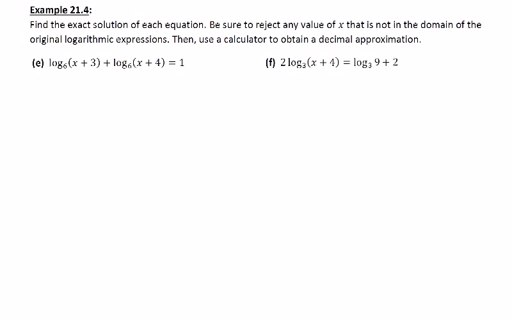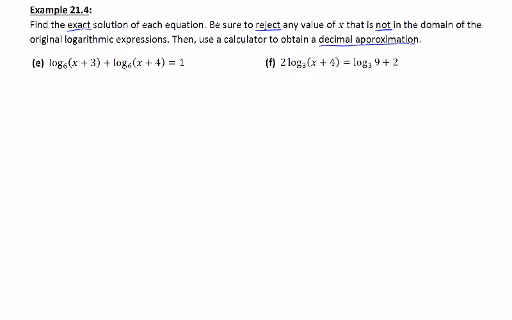Example 21.4, part E and F, wants us to continue looking for the exact solution. We have to be sure to reject any values of x that are not in the domain of the original logarithmic expressions, and then we'll get a decimal approximation for our exact solutions as well.